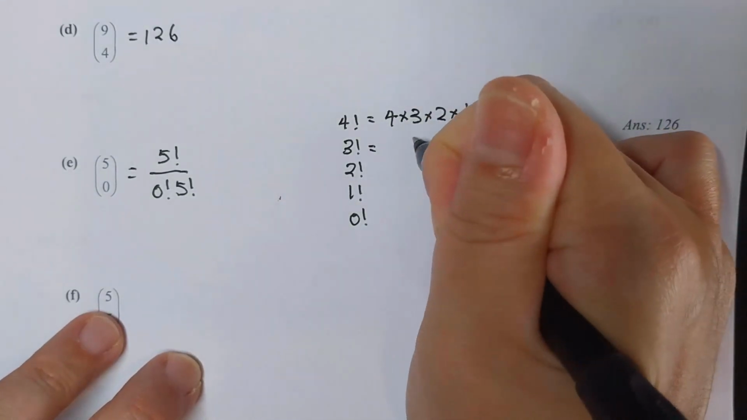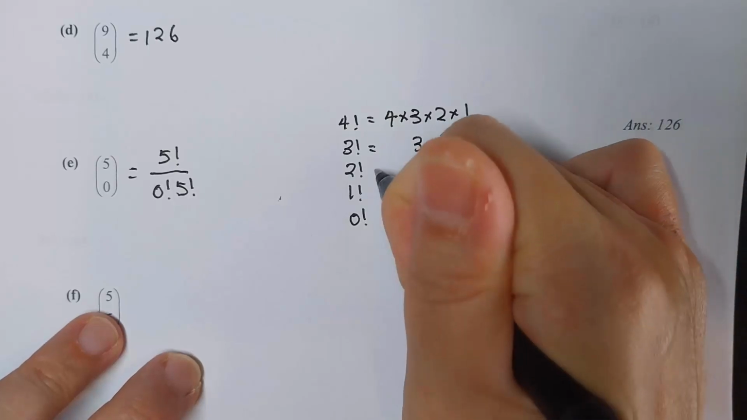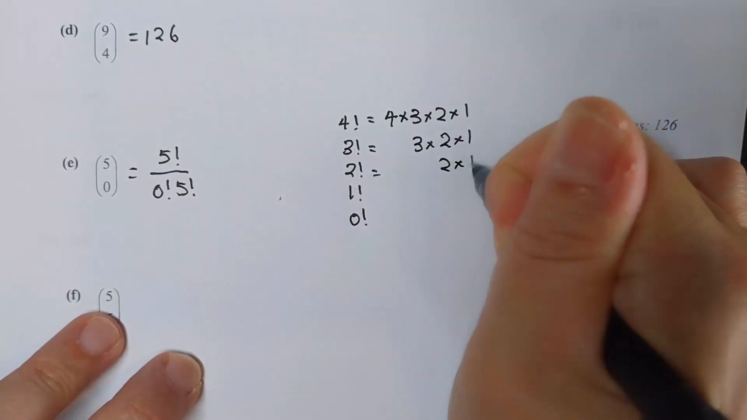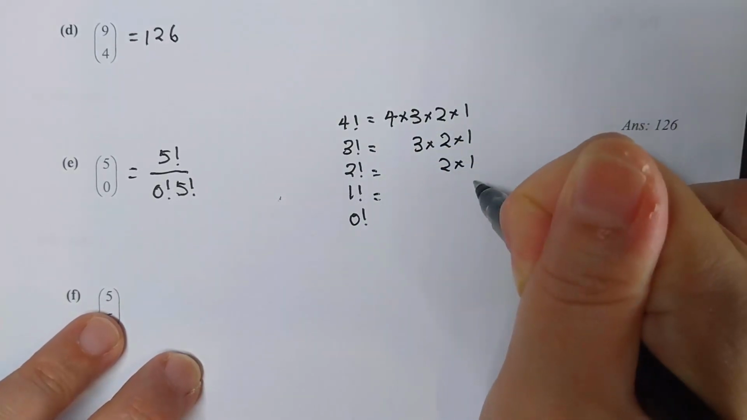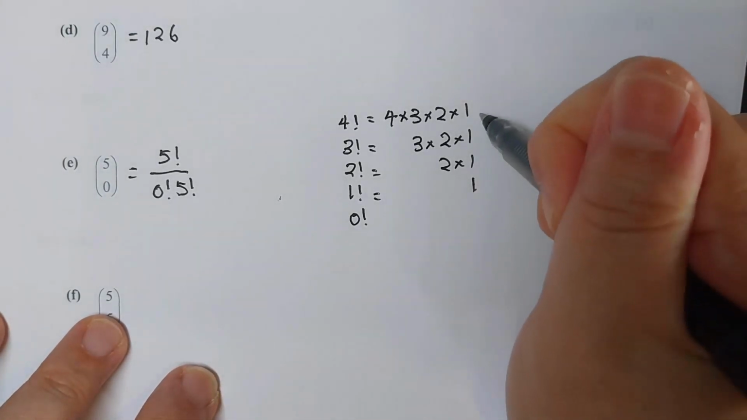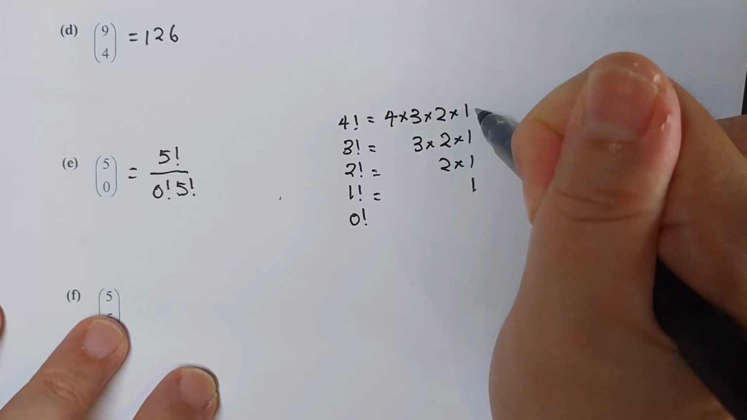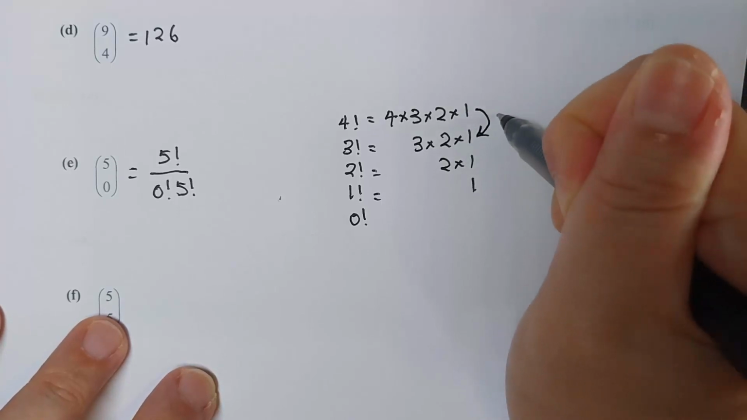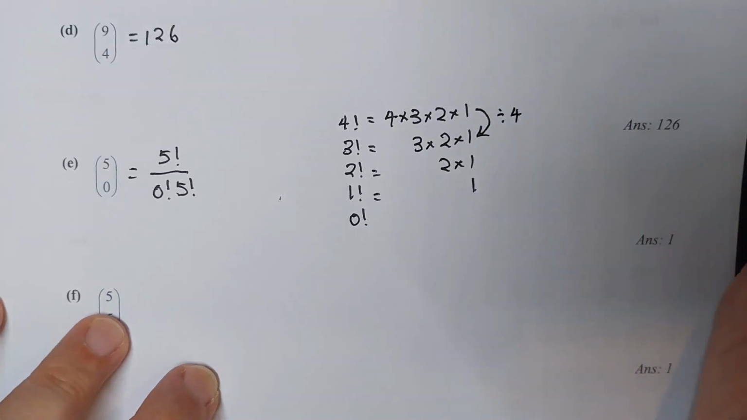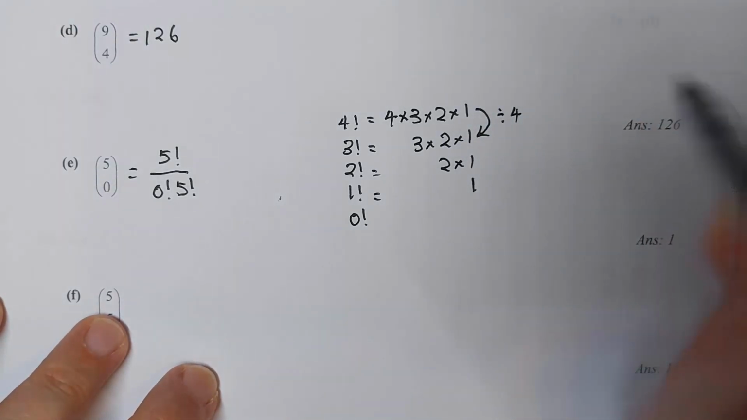And 3 factorial will have 3 times 2 times 1, followed by 2 factorial, 2 times 1. 1 factorial will just have 1. So what is happening here is that from here to here, we will divide by 4, okay, to get the next value.